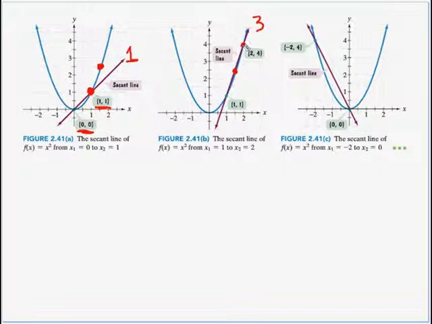If we went from 2 to 3, that secant line would get even steeper. For the third one, we went to quadrant 2. Our first point was negative 2, and we squared it and got a 4. And then 0, 0 was the origin. So we found that secant line, and that slope was negative 2. We're going downhill.